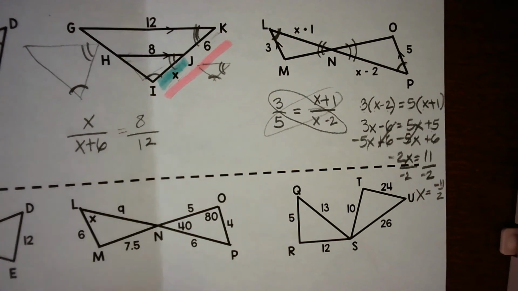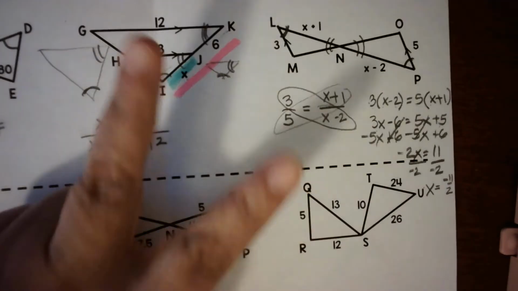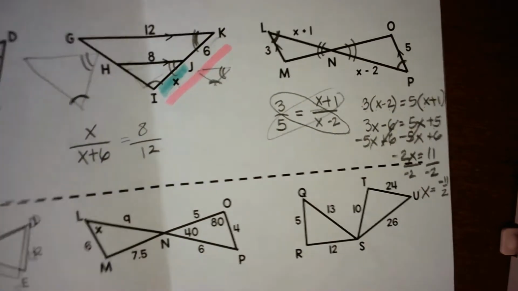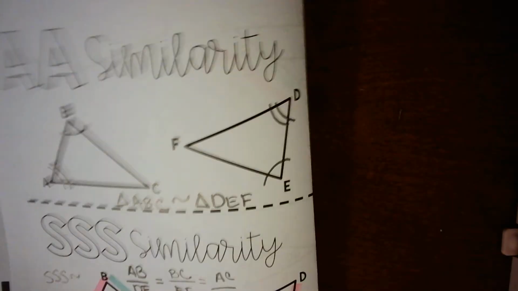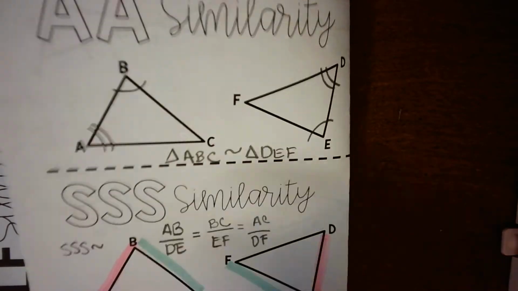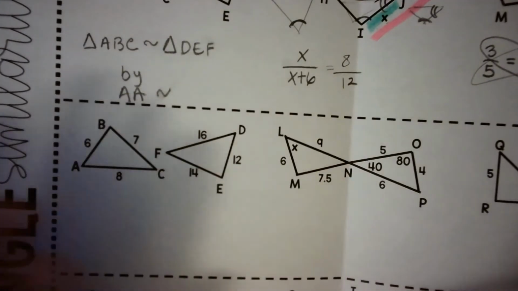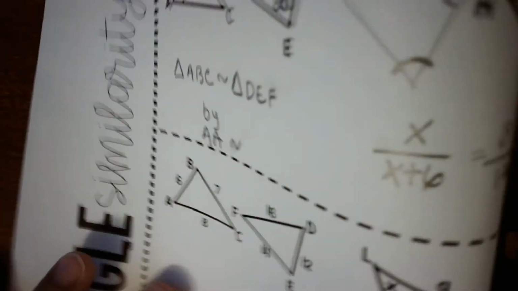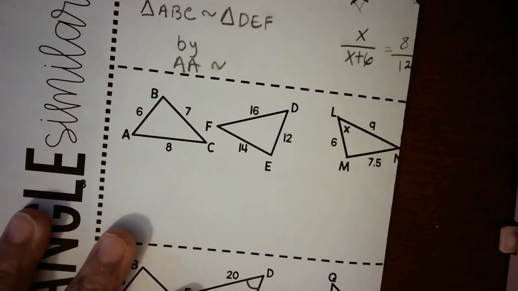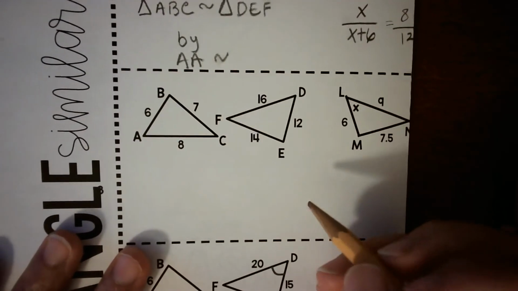So angle, angle. Two angles is enough to tell you that the two triangles will be similar. Remember, this one was side, side, side proportionality. So we have to know if they're proportional or not. On section 7.2, this is what I expected. So if you didn't get that done, we have to fix it.